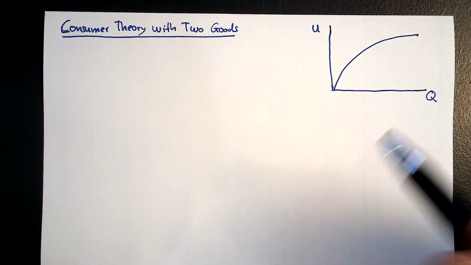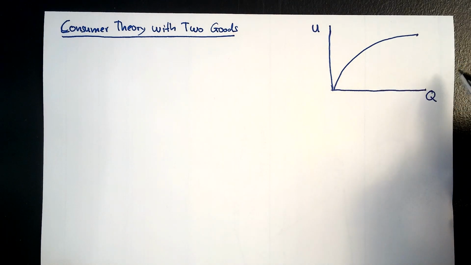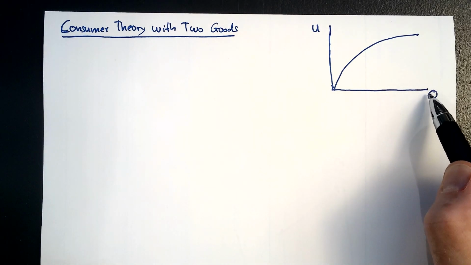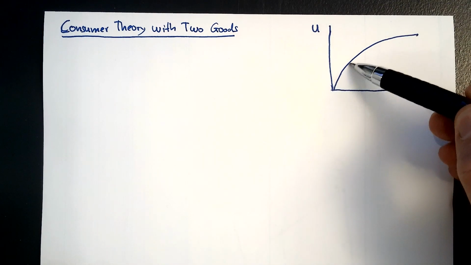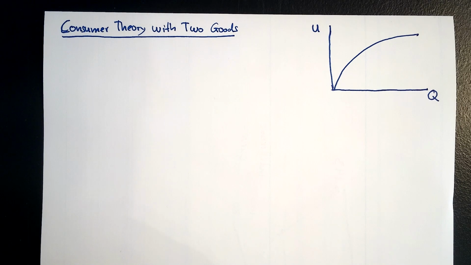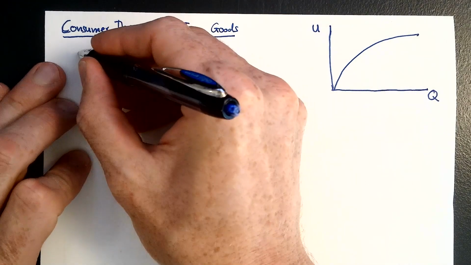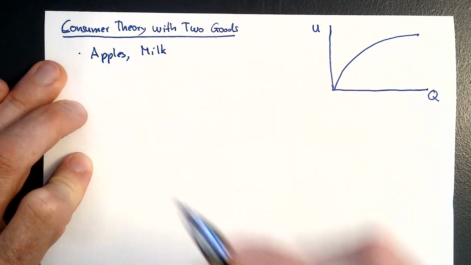When we looked at the utility function in the one good case, we were able to represent it in two dimensions easily, in the sense that we had the units consumed on the horizontal axis and the corresponding utility on the vertical axis, and we were able to draw this utility function. Now, in the case of two goods, it's a little bit more complicated, but it is also possible to draw the utility from two goods, and you do not need a three-dimensional space. And this comes back to what I showed you before, in the sense that we can use contour lines. So let us stay with the case where we have apples and we have milk. So we have two goods.